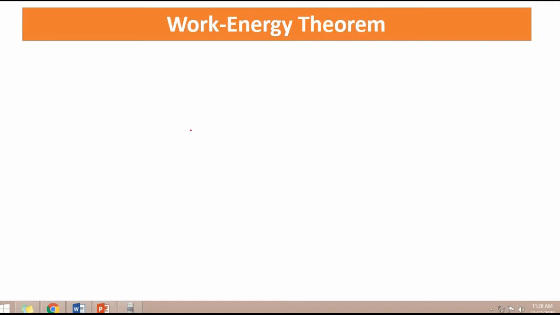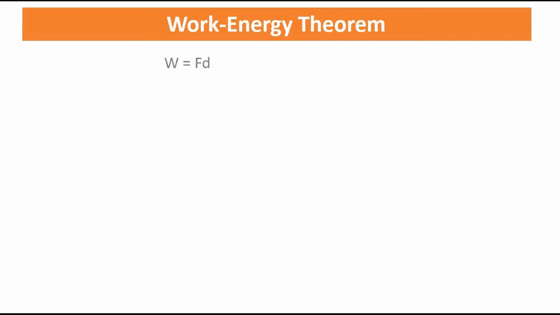Now, from the previous lessons, we learned that work is equal to force multiplied by displacement. And then we also know that force is equal to mass times acceleration. So we can break this down: we can substitute force with mass times acceleration. So we have this formula here.